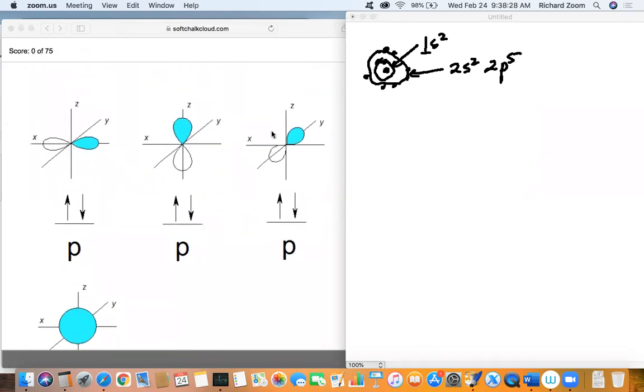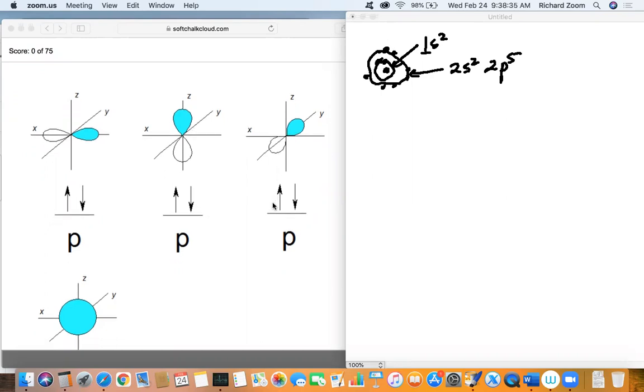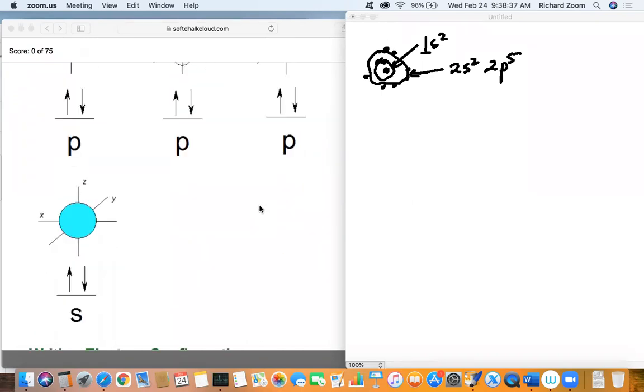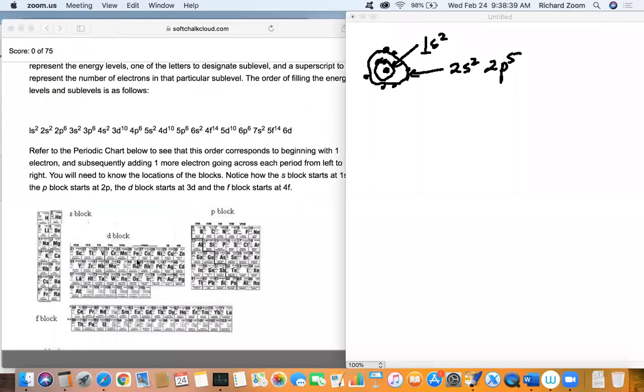And each of these orbitals has a slightly different orientation, one along the x-axis, one along the y-axis, one along the z-axis. The d orbitals get even more complicated than that. We have 10 elements in the d block, which means there's 5 d orbitals. And in the f block, we've got 14, which would indicate that there are 7 orbitals. Okay.